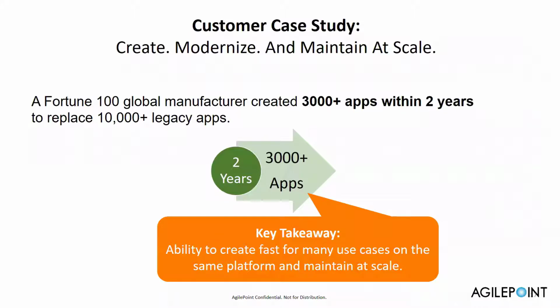A Fortune 100 manufacturer has used AgilePoint to create 3,000 applications within 2 years. And it's important not only to note the speed at which they built these applications, but just how drastically they were able to consolidate their application portfolio. These 3,000 apps were used to replace 10,000 applications that were built on a competitive platform and built over a period of 10 years. So really quite compelling stuff when you consider just how quickly and just how drastically they were able to consolidate their application portfolio.